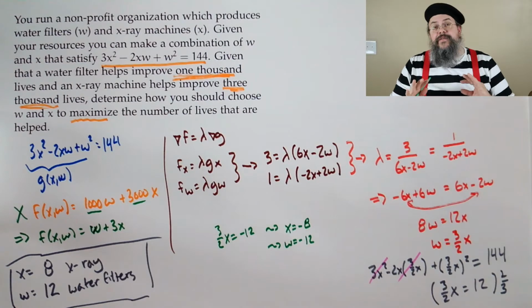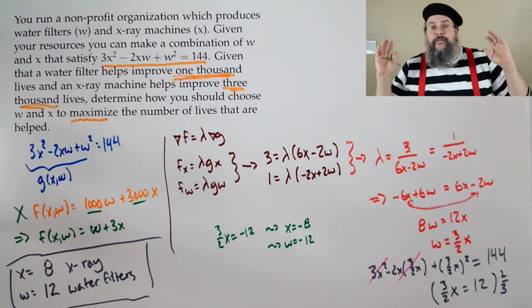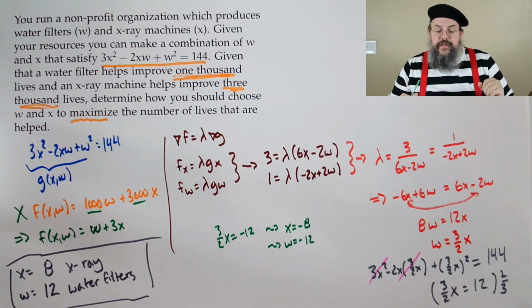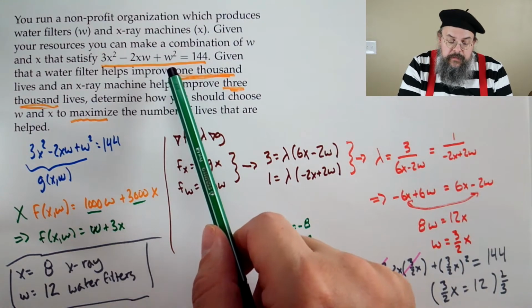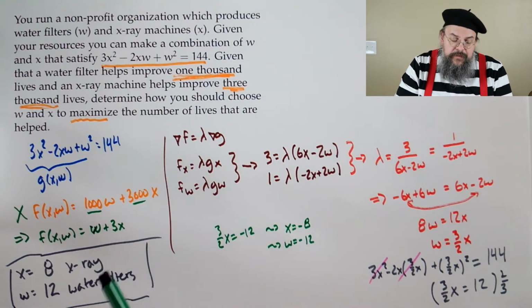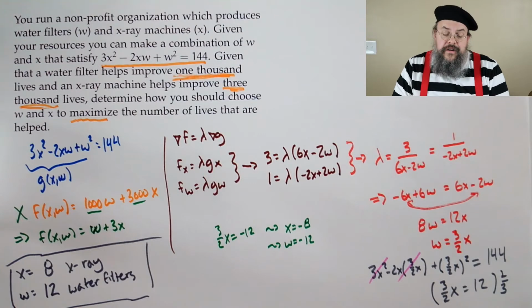Now, if you're not satisfied with that, the other thing to do is say, well, let's look at perturbations. One thing you could say is, let's throw all of our resources into just water filters. Okay, what if you did that? Well, if all your resources were water filters, you could make 12 of them. And that would help 12,000 people, but you could do more, right?